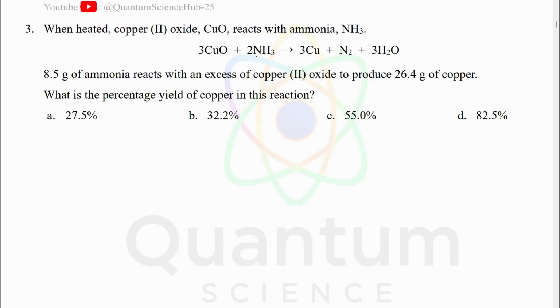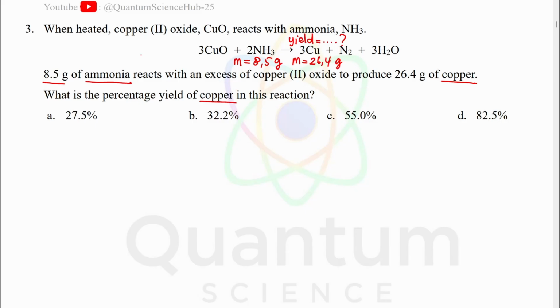Okay, so from the question, we know we have 8.5 gram of ammonia. What is ammonia? NH3, right? So we put the information in here. M equals 8.5 gram, and it produces 26.4 gram of copper. What is copper? Cu. So we put in here mass equals 26.4 gram. And what is the percentage yield of copper? So we put in here the yield of copper equals question mark.